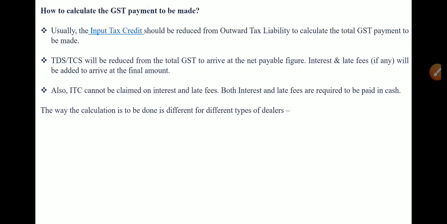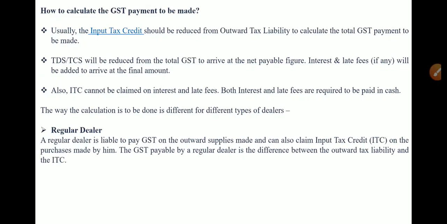It is different for the different types of dealers. So usually different dealers calculate payment of GST in different ways. Okay, so first let me explain about the regular dealer. The regular dealer, in the sense who usually pays the tax, GST, to the government.